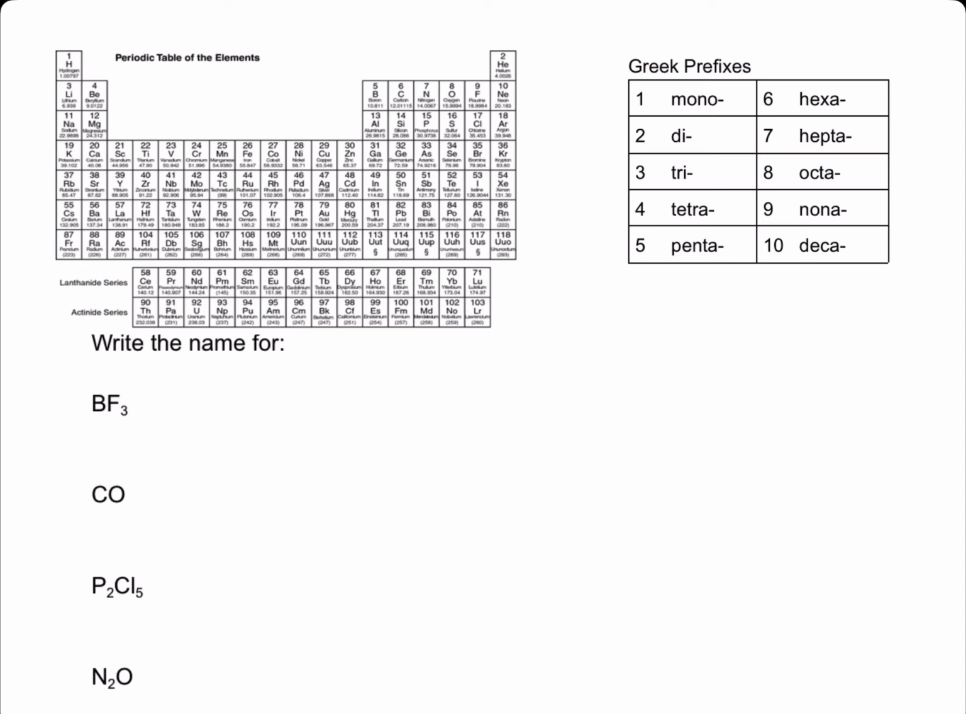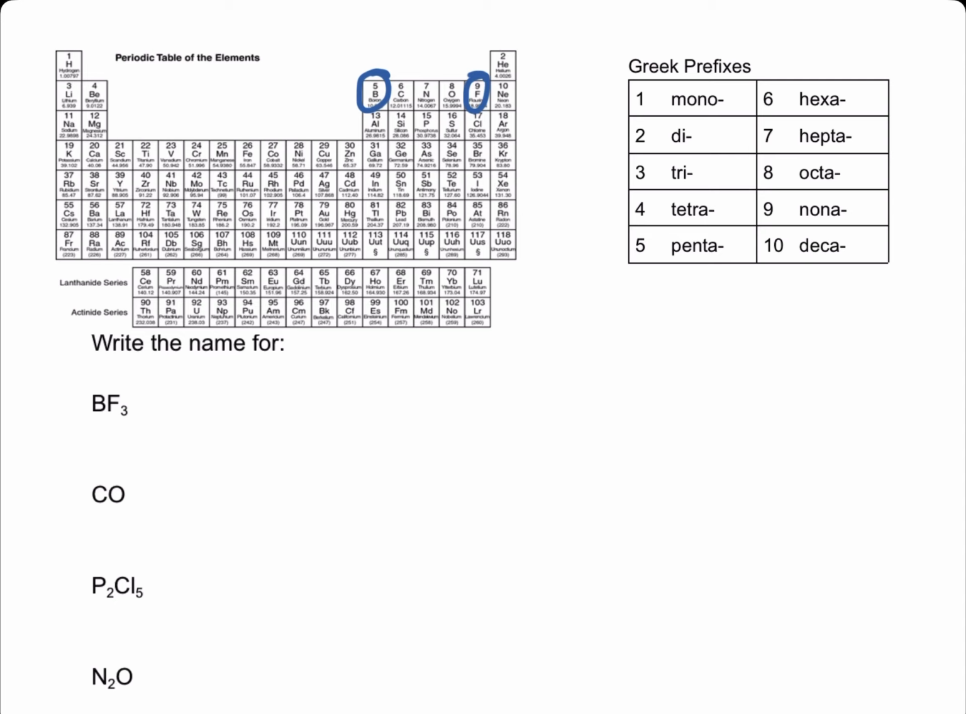BF3. We have to first determine if this is an ionic compound or a covalent compound. So let's look for B on the periodic table. And let's look for F on the periodic table. These are two nonmetals coming together to form a covalent compound. So we have to use the Greek prefixes for our names.